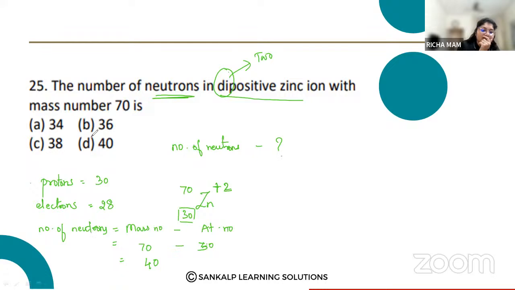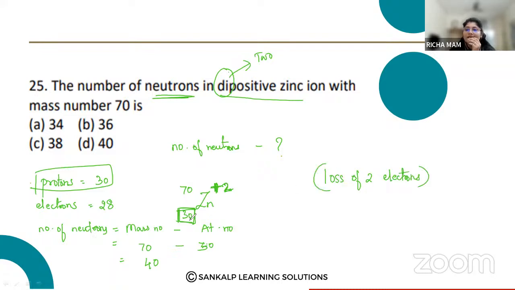Remember this, it is very important, they will ask you. How to find the protons? The number of protons is exactly the atomic number. Then the electrons: the number is also the atomic number, but here there is a +2 charge. +2 means there is a loss of 2 electrons. So we have to subtract those 2 electrons from 30, so the electrons will be 28.